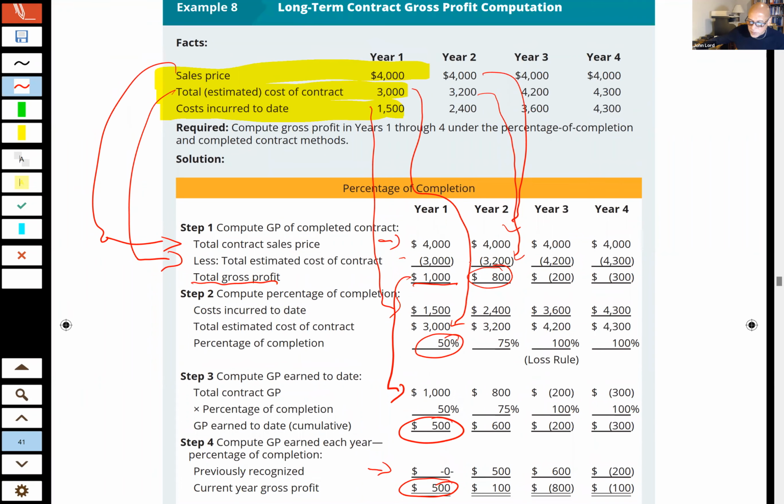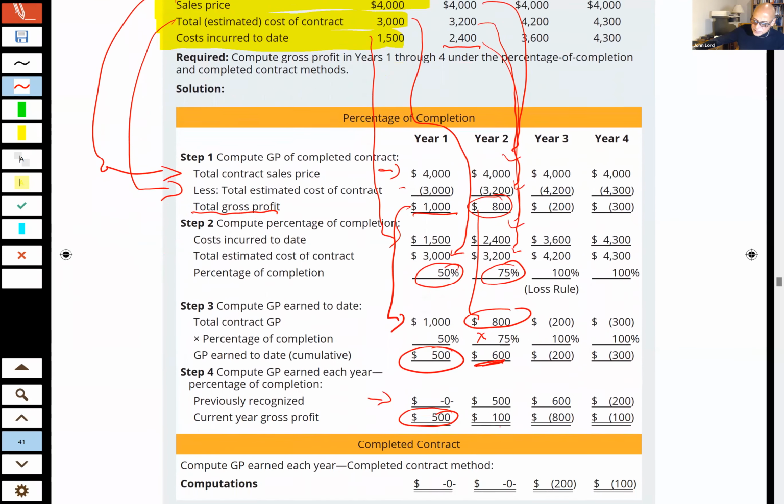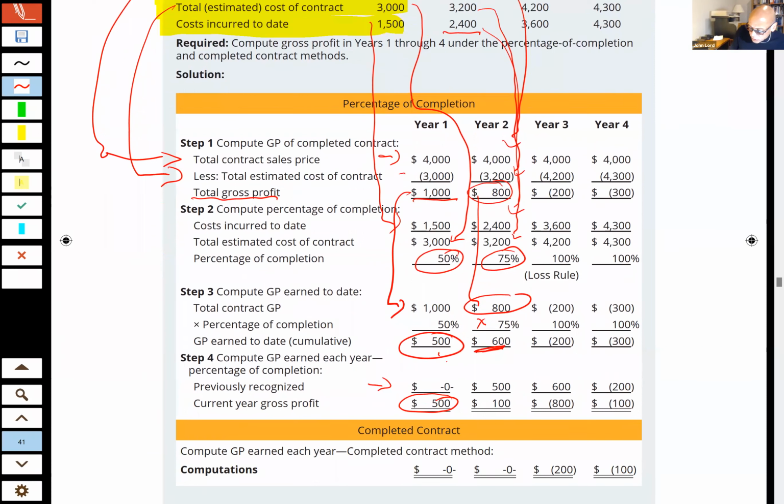Okay. Now, if the costs incurred to date are 2,400, and I think my total costs are 3,200, then that 2,400 is how much work I've done. I think it's going to be a total cost of 3,200. That means I'm thinking I'm 75% done. If I think my total profit is 800, times the 75%, that means I think the profit on this contract is going to be 600. That's the total. I already took what? 500 in year one. So this year I'm saying, well, I've only earned 100 of that.